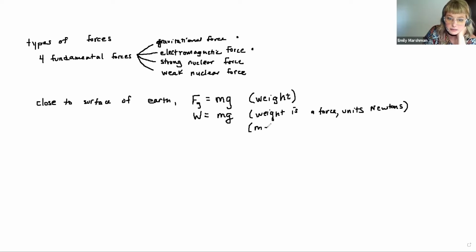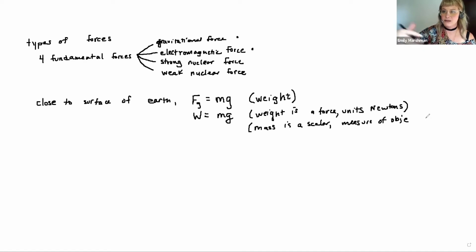Mass, M, is a scalar quantity, and it's a measure of an object's inertia. How easy is it to get the object moving, and how difficult is it to get the object to stop moving. The standard unit for mass is the kilogram.